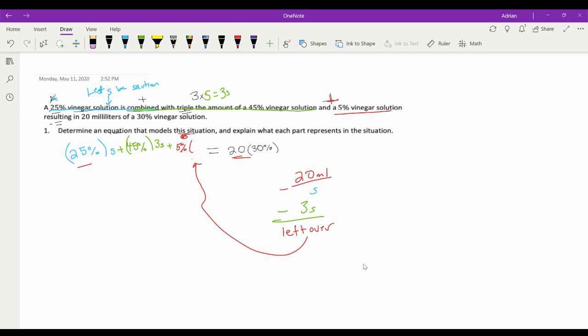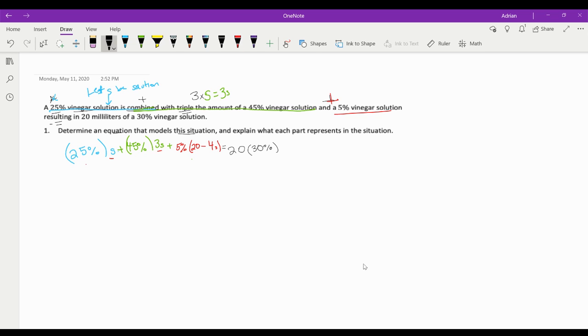All right, so let me erase that. All right, and then, okay. So how am I going to represent that? Well, it's going to be 5% of 20 minus how many S's do I have to subtract from the green and from the blue? 3S plus another S is 4S, so I'm going to subtract 20 minus 4S, and that is going to be equal to 20 times 30%.